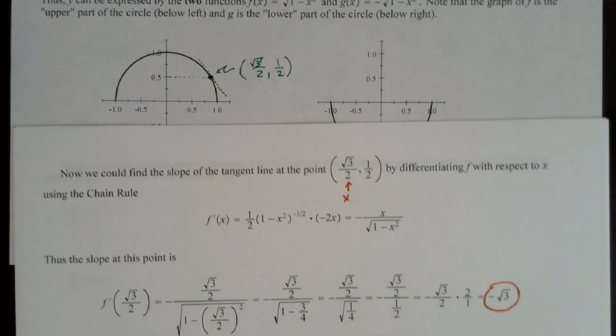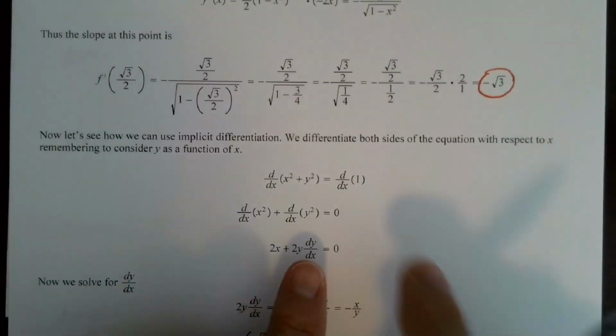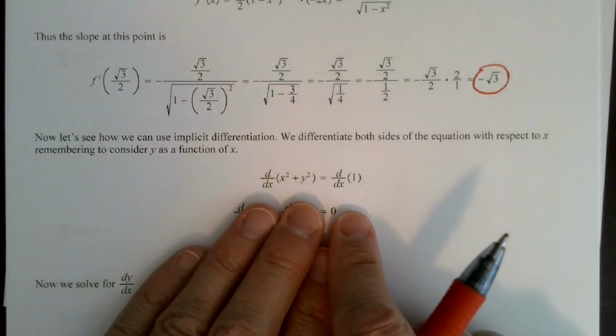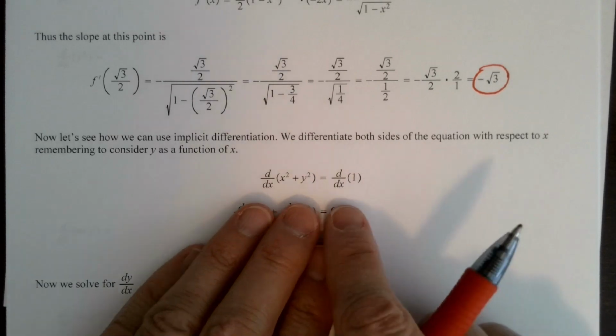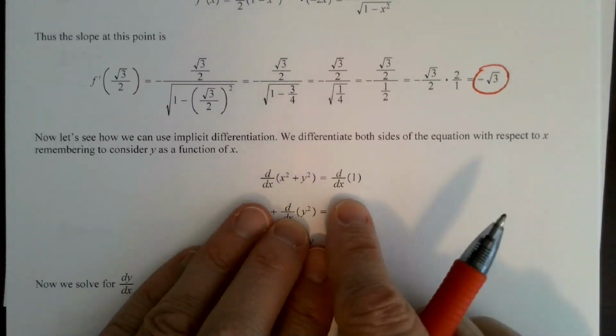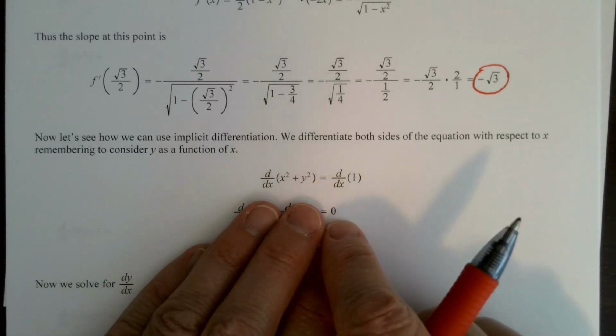Now I want to show you how to do this implicitly. So implicitly, we go back to the original equation, which was x squared plus y squared equals 1, and we differentiate both sides of the equation with respect to x. Since both are equal, their derivatives should be equal. Now the derivative on the right-hand side is pretty easy. The derivative with respect to x of 1 is just what? That's 0. That's a constant.